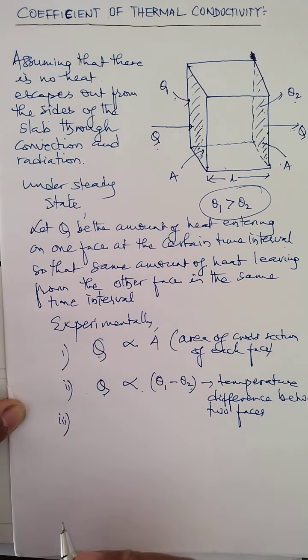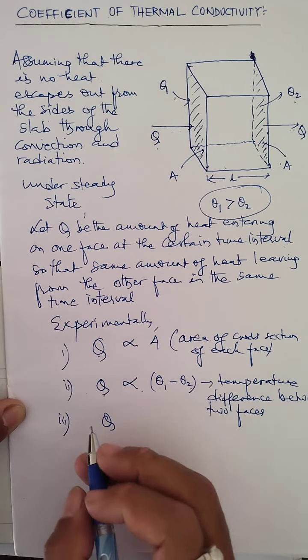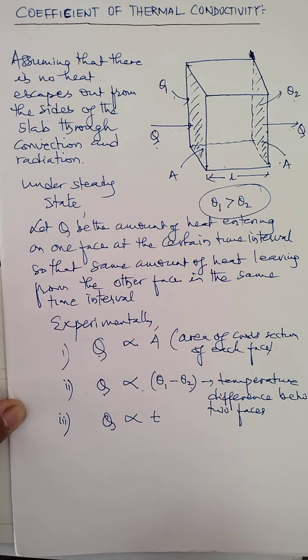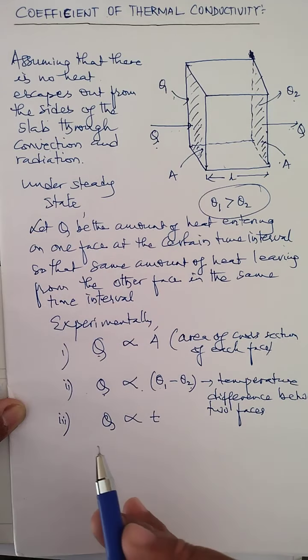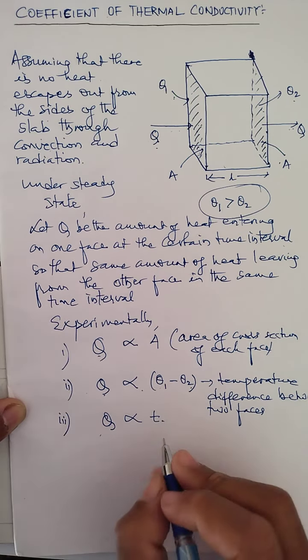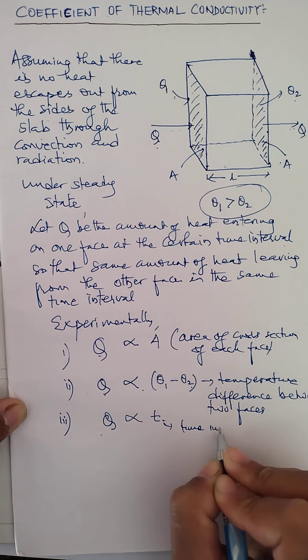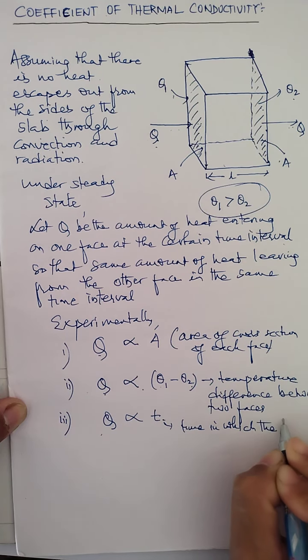Experimentally, it is also observed that the quantity of heat that flows is directly proportional to the time which is required to flow. That means the quantity of heat entering or leaving from two phases is also directly proportional to the time for which the heat flows. So what is T here? T is the time in which the heat flows.